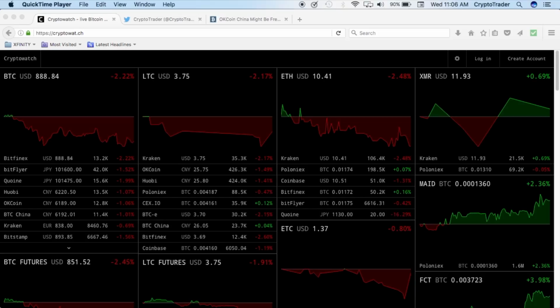You can also use this platform to place trades from whatever account you have, but just keep in mind there is a $15 per month fee to use their service. So let's take a look at some of the features CryptoWatch offers.